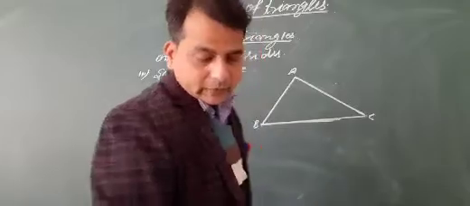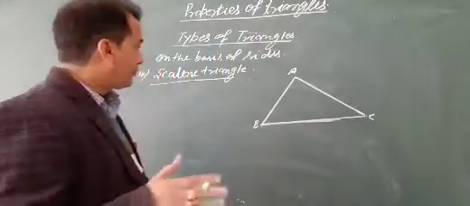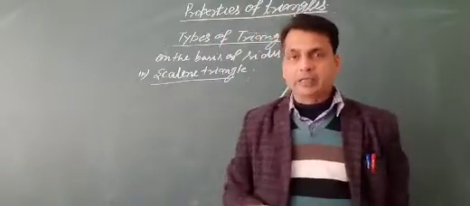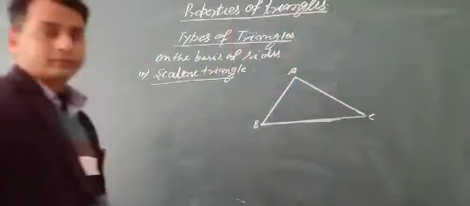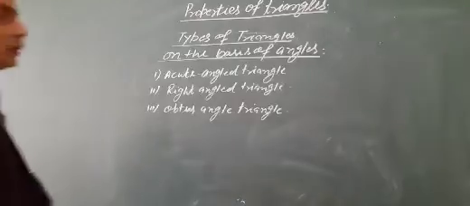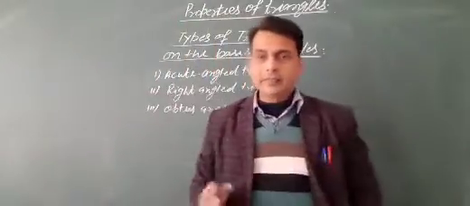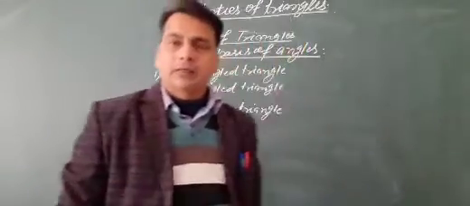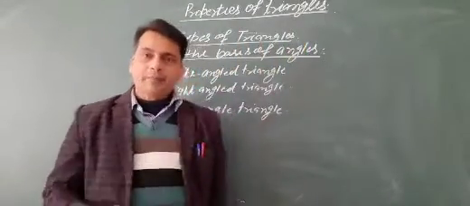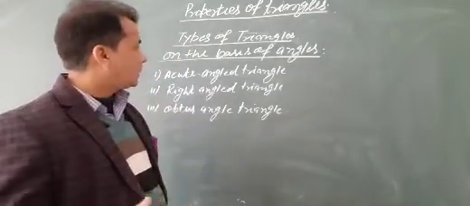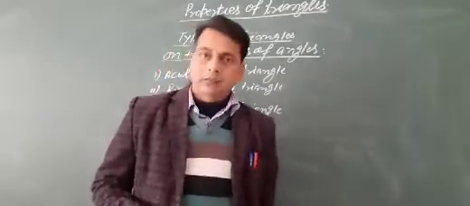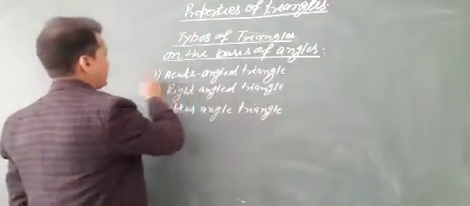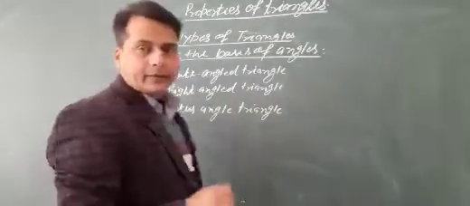So now the next topic in this video is the types of the triangle on the basis of angles. Here the first type of triangle on the basis of angles is the acute angle triangle.